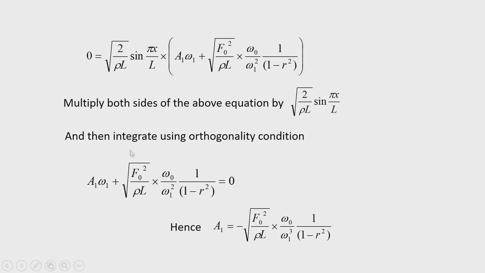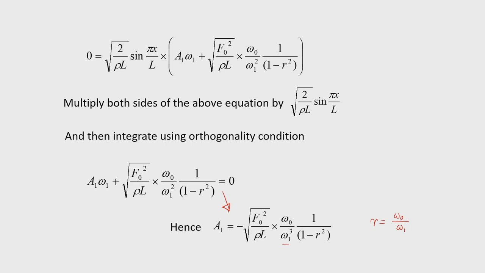So the equation to find the constant a1 becomes a1 omega 1 plus root over F naught squared divided by rho l into omega naught divided by omega 1 squared into 1 by 1 minus r squared equals 0. From that equation we arrive at a1 equals minus root over F naught squared divided by rho l into omega naught divided by omega 1 cubed into 1 by 1 minus r squared. What is r? R is nothing but the ratio of the driving frequency to the first natural frequency of the string.